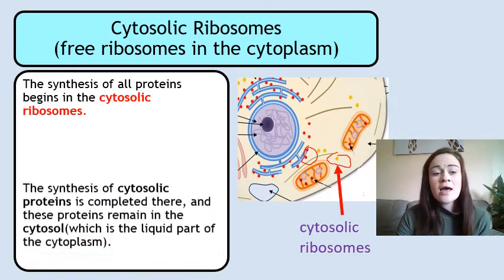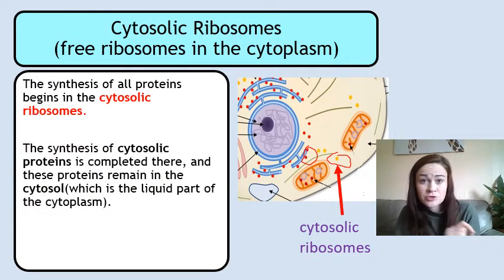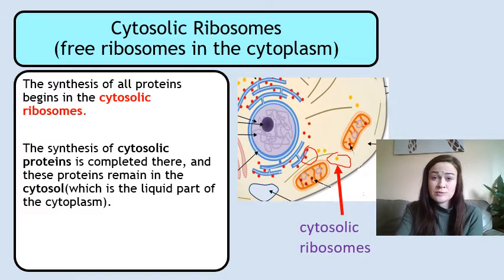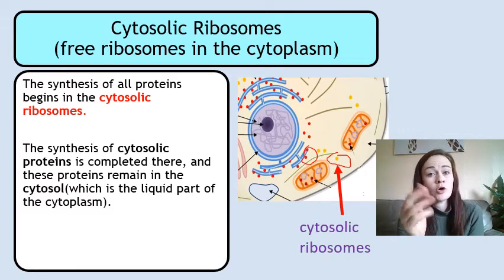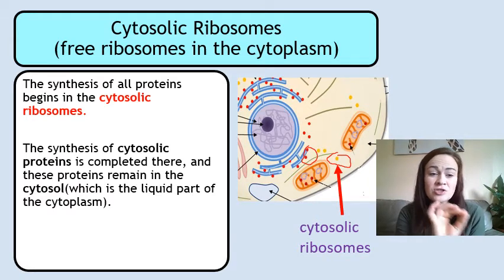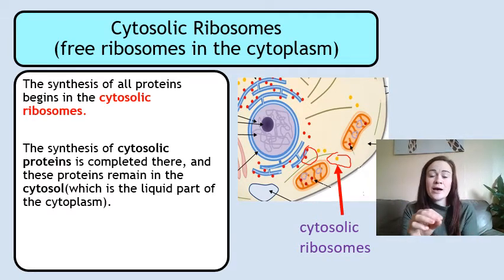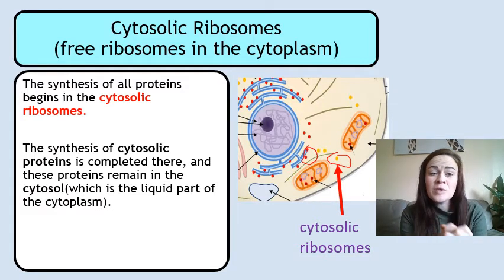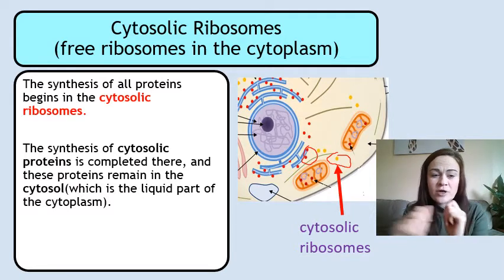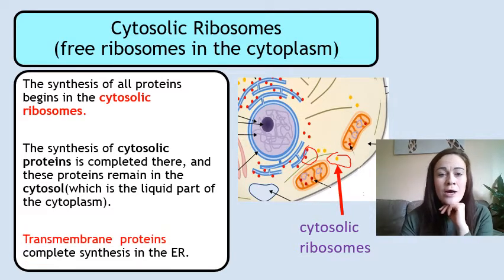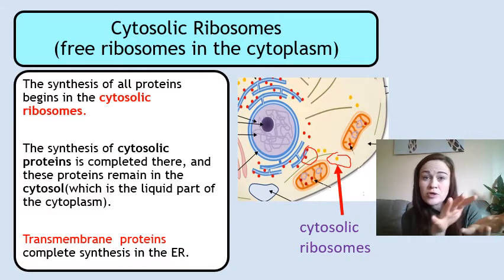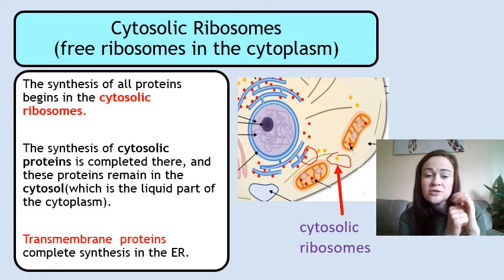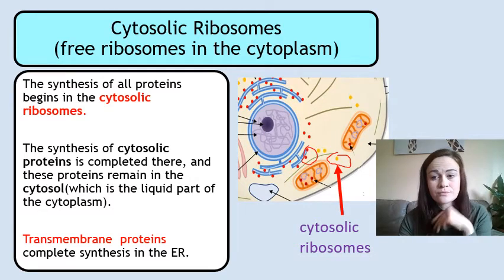Now, depending on the protein the ribosome is producing, it might go to the endoplasmic reticulum, or it might not. So cytosolic proteins, proteins that are going to stay in the cytoplasm, complete their synthesis in the cytosolic ribosome. However, proteins that are going to be transmembrane proteins, proteins that are in the membranes of structures, complete their synthesis in the ER.